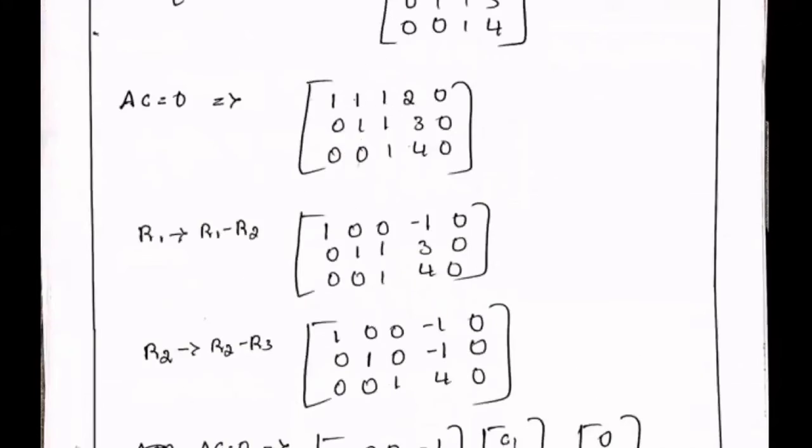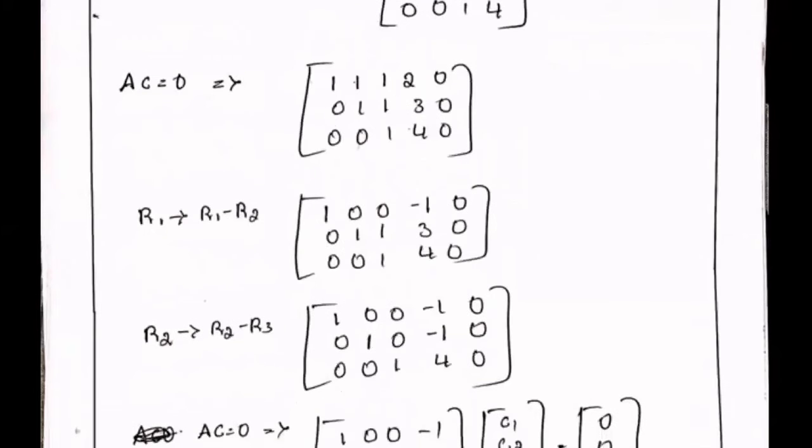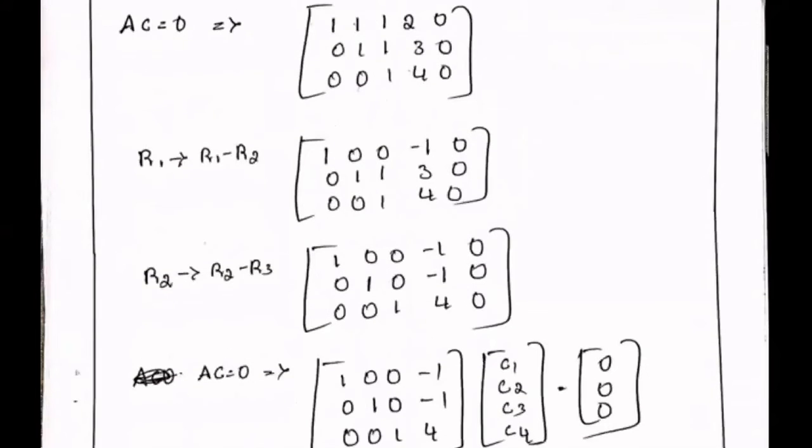Now you apply the row reduction method, because I wanted to find out the values of C1, C2, C3. This is also the same as the previous one. You subtract row 1 from row 2: 1 1 1 2 0 subtracted by 0 1 1 3 0. What you get is 2 minus 3, which is minus 1. That is the only difference.